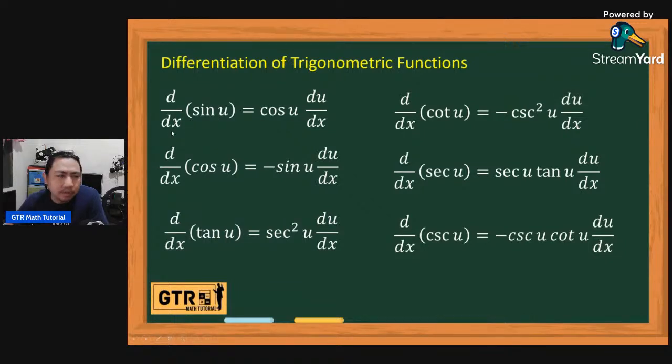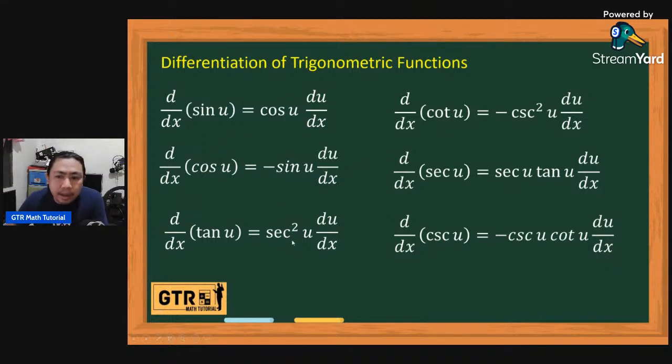Derivative of sine u with respect to x equals cosine u times derivative of u with respect to x. Derivative of cosine u with respect to x equals negative sine u times derivative of u with respect to x. So u is a differentiable function of x. Derivative of tangent u is secant squared u times du over dx. For cotangent u, the derivative is negative cosecant squared u times du over dx. For secant, we have secant u tangent u times du over dx. And last, derivative of cosecant u is negative cosecant u cotangent u times du over dx.